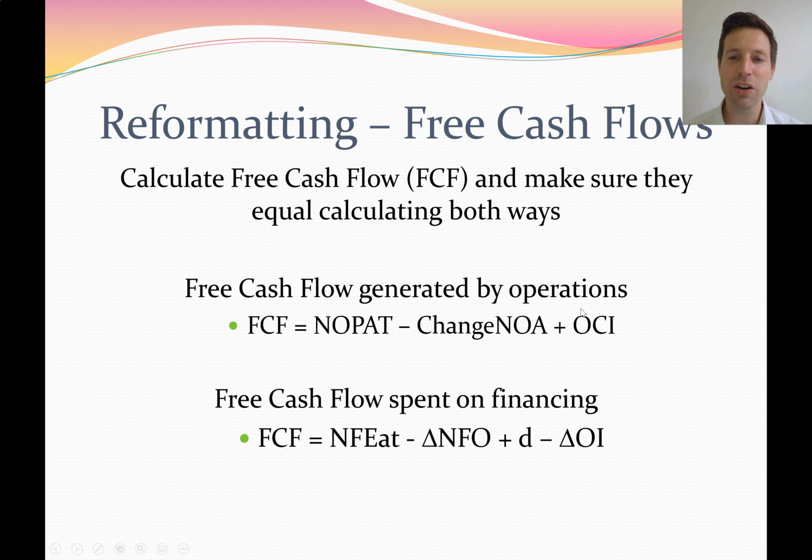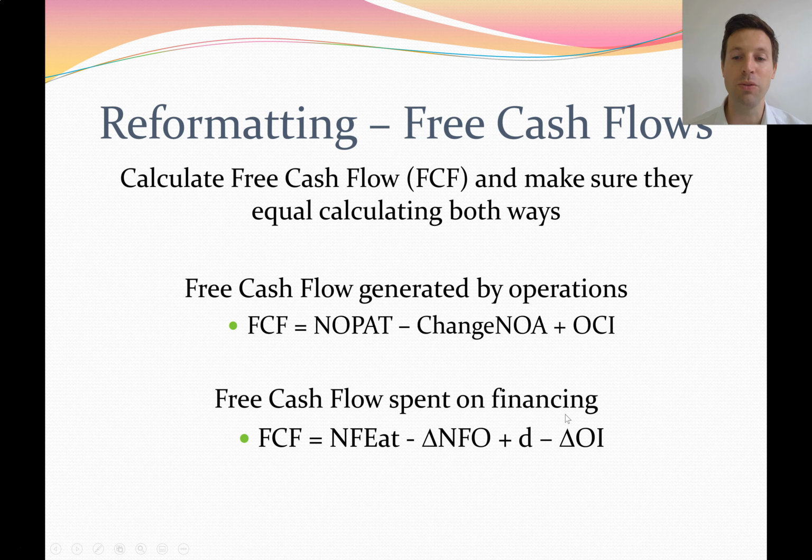The free cash flow generated by operations: free cash flow is equal to NOPAT, net operating profit after tax, from our reformatted income statement. We then minus the change in NOA, net operating assets, from our balance sheet. And a change in NOA means the current period's net operating assets minus the previous year's net operating assets, plus any other comprehensive income. We could also do it a different way. We're going to get the exact same answer, but a different approach.